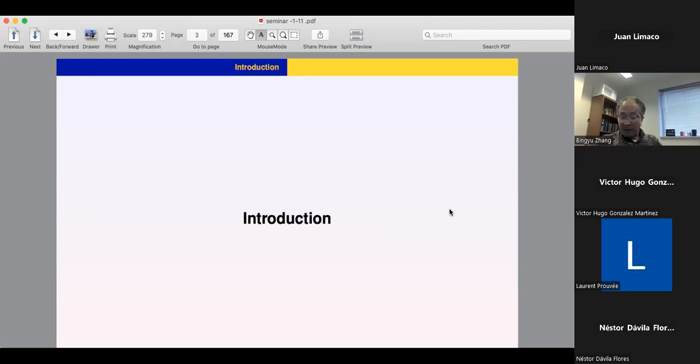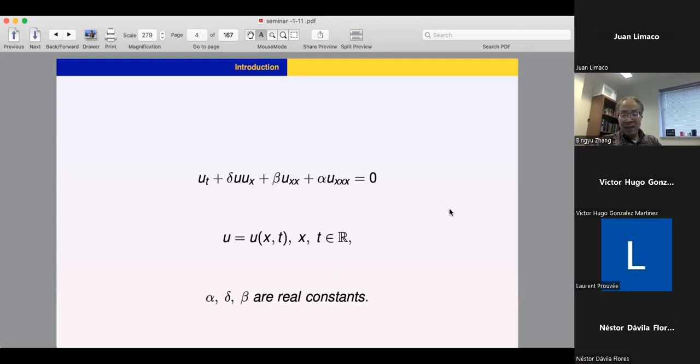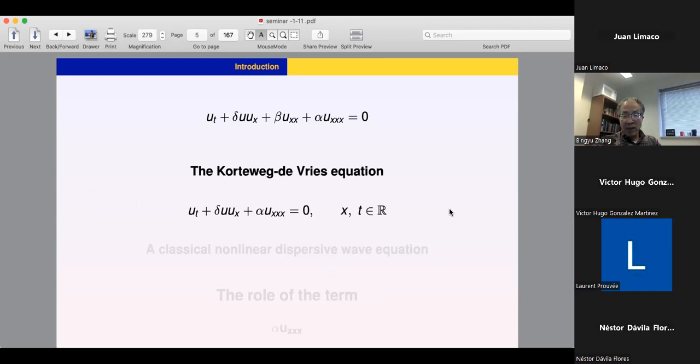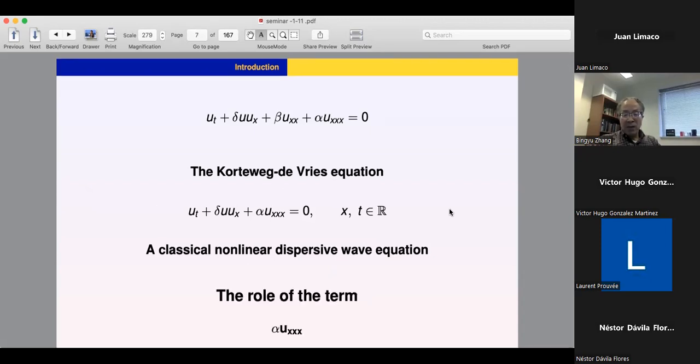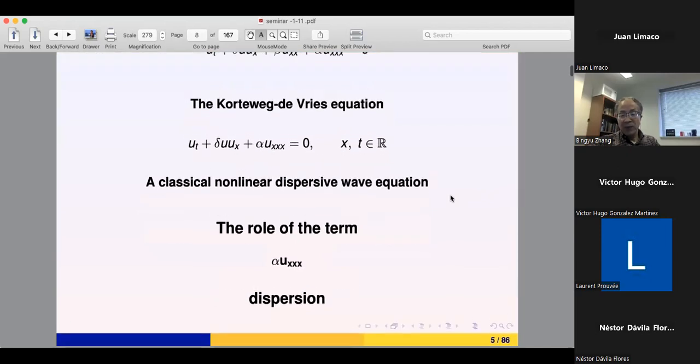I'll start my introduction here. First, let's consider this class of nonlinear evolution equations. Here alpha, delta, beta are real constants. It includes the well-known KdV equation. In the case of alpha, beta equal to 0, that's the KdV equation. It is a classical nonlinear dispersive wave equation. Here, I want to emphasize the role of the term alpha u sub x is dispersion. That's dispersion.